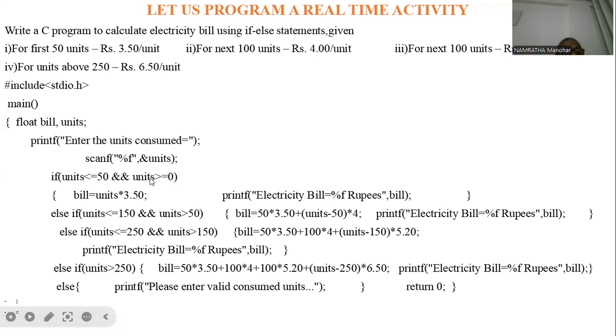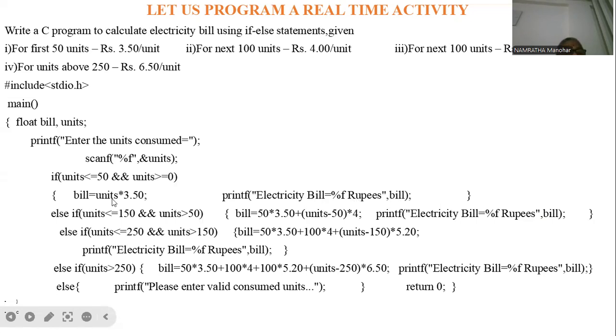Why do we need to check this condition? Units greater than or equal to 0. Because if you are not entering 0 or by mistake you might be entering some -45, then it may give you an error in the programming. So we have to check that the units is greater than 0, and if it is less than or equal to 50, the bill amount is whatever number of units you have consumed multiplied by ₹3.50. This is the printf: electricity bill percentage rupees bill.